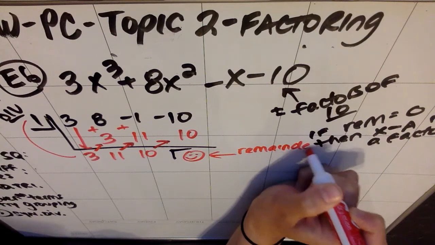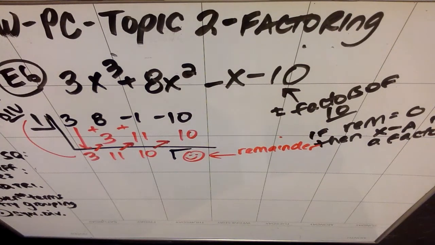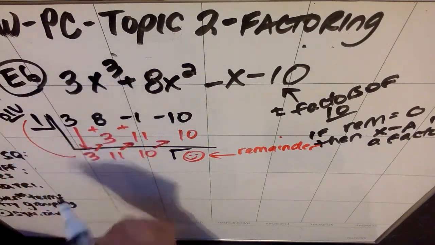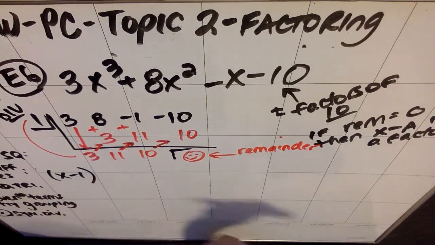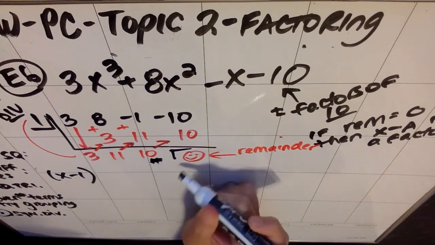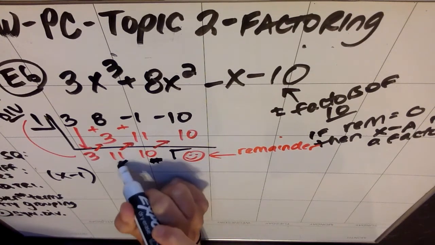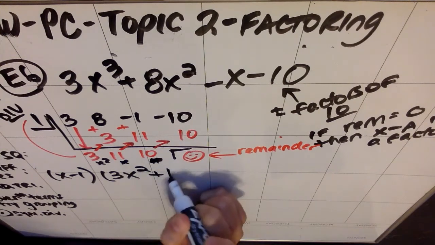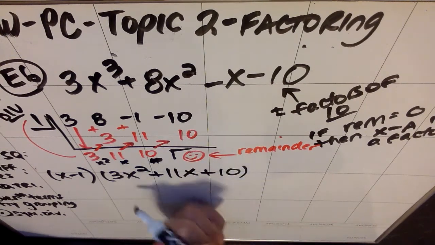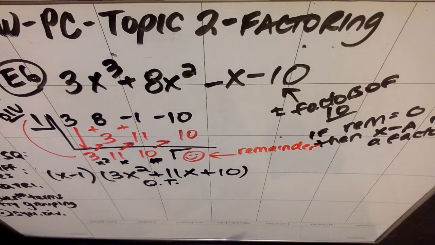And if you get a remainder of 0, what that tells you is that if you used 1 as your divisor, x minus 1 is a factor, and that what's left, if we start at the remainder and work backwards, is the number, the x, and the x squared. What's left is a 3x squared plus 11x plus 10. This is a quadratic trinomial that I can now factor.